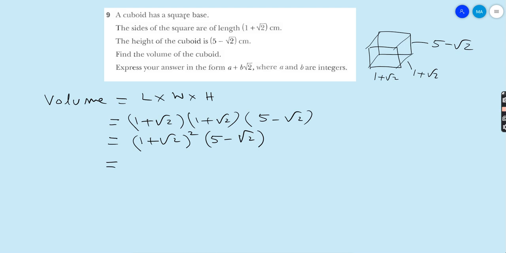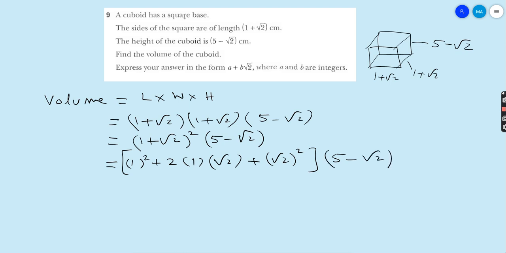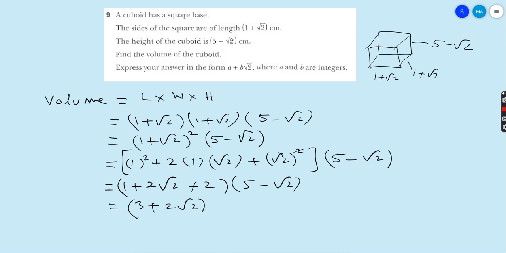Apply the a plus b whole square formula: a square plus 2ab plus b square. Close this bracket. And this 5 minus root 2 remains 5 minus root 2. 1 square is 1, 2 ones are 2, root 2 plus square and root cancel, 2. Now 1 plus 2 is 3. So 3 plus 2 root 2 into 5 minus root 2.